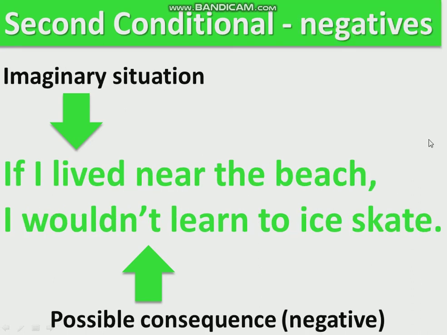All right, second conditional, negatives. The imaginary situation: if I lived near the beach. The possible consequence: I wouldn't learn to ice skate. Here in the negative, just put wouldn't or would not. I would not learn to ice skate, or I wouldn't learn to ice skate. Easy, my friends.